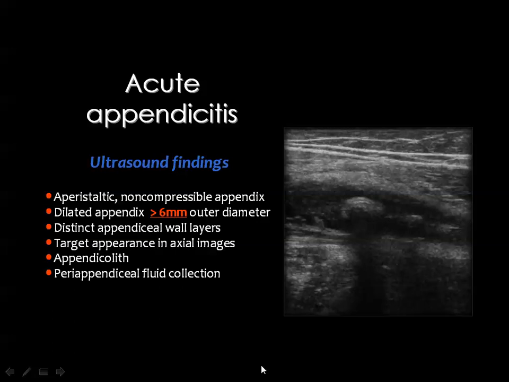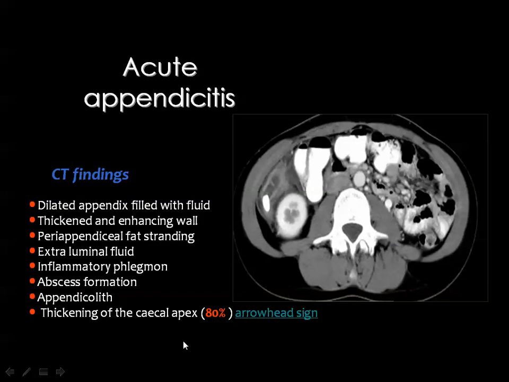And this appendicolith is easily identified by ultrasound, and you see this is the appendix, which is dilated and the wall is thickened, and you see the appendicolith like a stone with posterior acoustic shadowing. Dilated appendix with lumen more than 6 millimeter in diameter is seen. There is no air inside the appendix, it is obstructed, and you may see edema or fluid collection in the periappendiceal area.